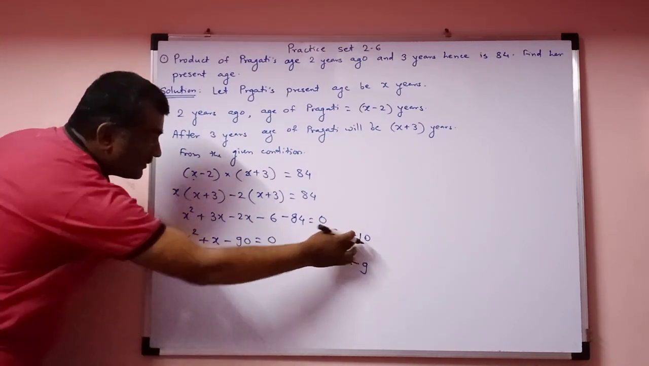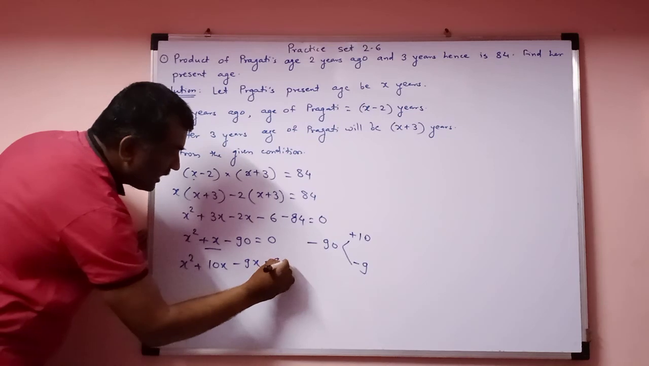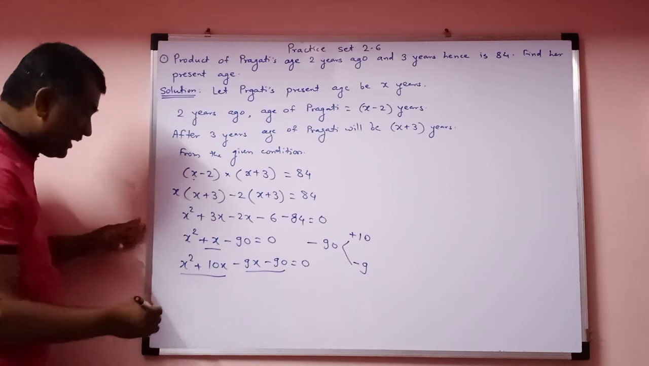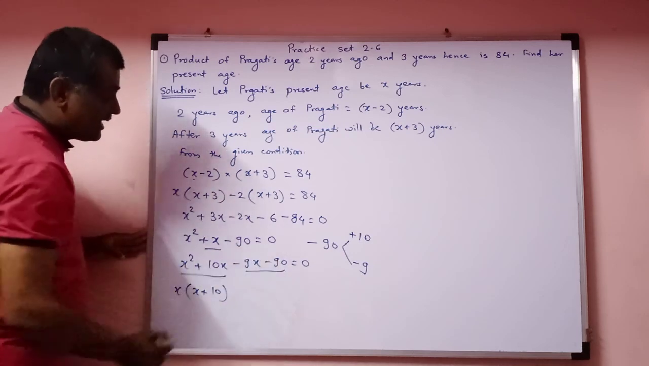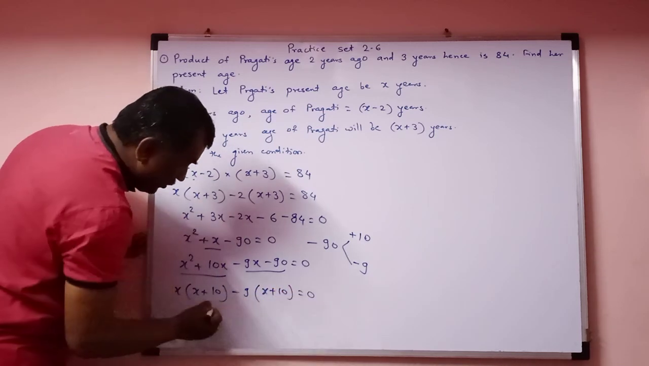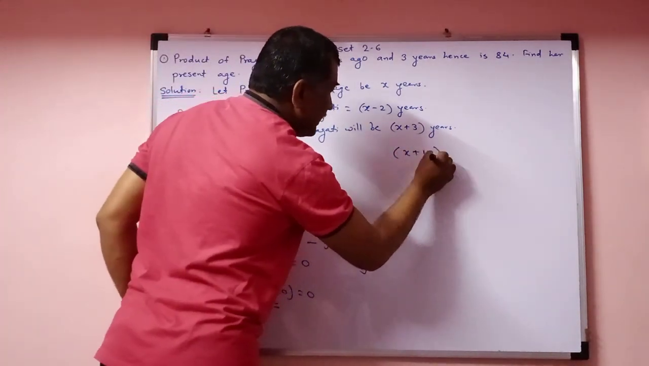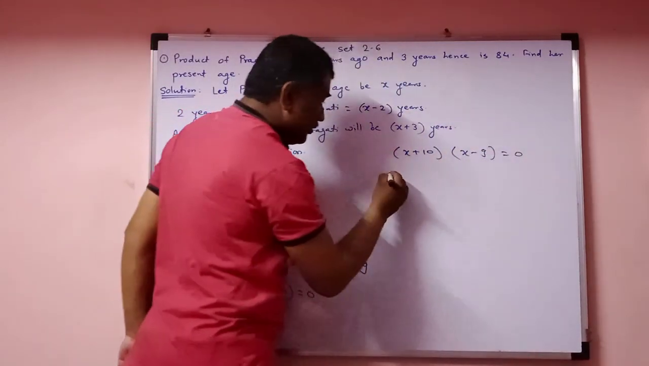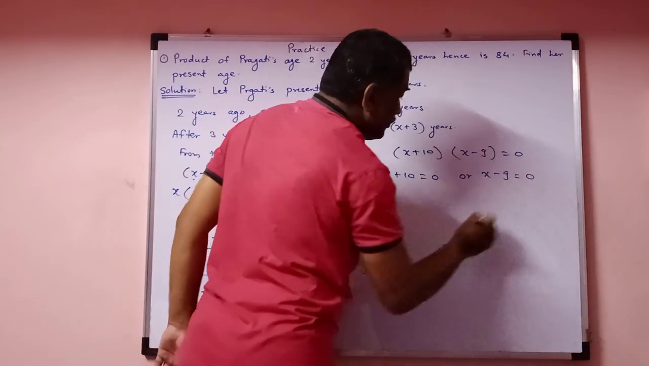x square plus 10x minus 9x minus 90 is equal to 0. Group of two numbers. Here in x square plus 10x, common is x into bracket x plus 10, minus 9x minus 90, common minus 9 into bracket x plus 10 is equal to 0. x plus 10 common, in another bracket x minus 9 is equal to 0. x plus 10 is equal to 0 or x minus 9 is equal to 0.